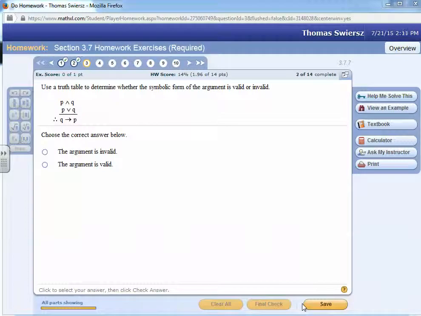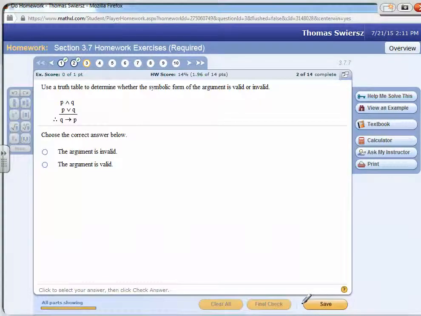Let's look at homework exercise number 3 from section 3.7. It says use a truth table to determine whether the symbolic form of the argument is valid or invalid. Okay, so what we need to do here is a truth table, and the truth table is the two premises put together with an and statement.